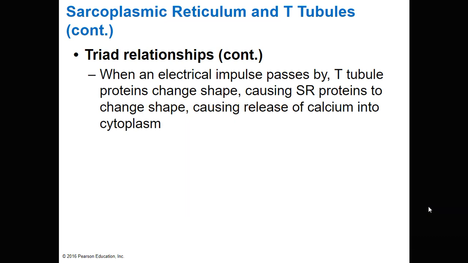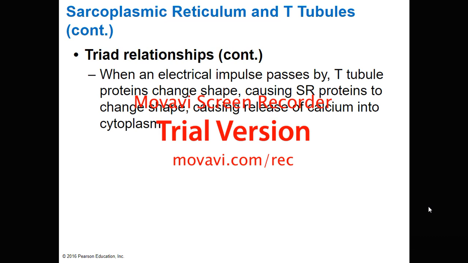So essentially, the T tubules detect the voltage change, and then that voltage change is going to open up the voltage gated channels of the sarcoplasmic reticulum, which are going to release calcium through the terminal cisterns.